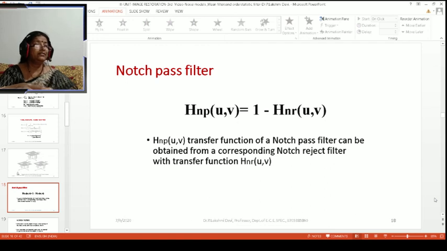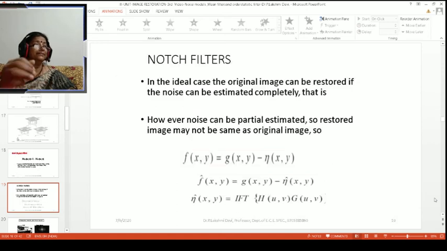The notch pass filter transfer function we denote as HNP(u,v) equals 1 minus the notch reject filter transfer function HNR(u,v). Similarly, we observed this in band pass and band reject also. The same thing here: HNP(u,v), the notch pass filter transfer function, can be obtained from the corresponding notch reject filter transfer function HNR(u,v), by subtracting it from the full image of 1.